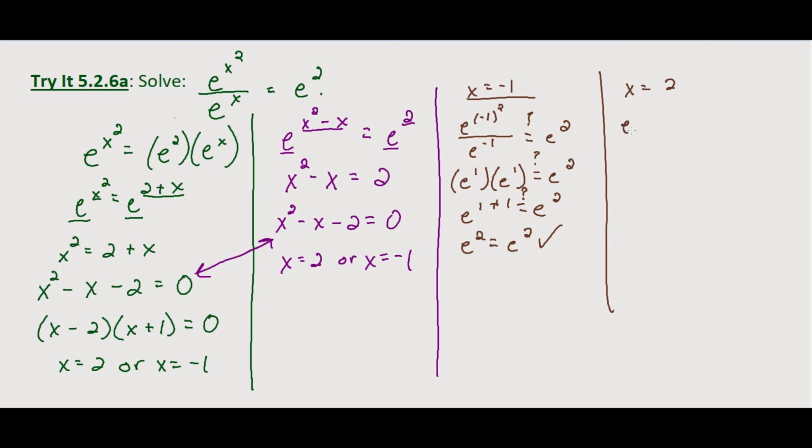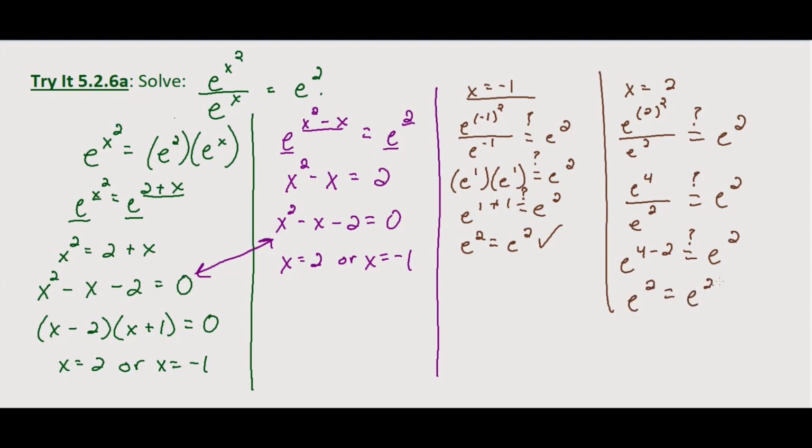So this becomes e to the 2 squared over e to the 2. We want to know, does that equal e squared? e to the 2 squared, that's e to the 4th, over e squared. Does that equal e squared? Quotient rule, we subtract the exponents. So this is e to the 4 minus 2. We want to know, does that equal e squared? 4 minus 2 is 2, so we're left with e squared equals e squared. So our second value checks as well.